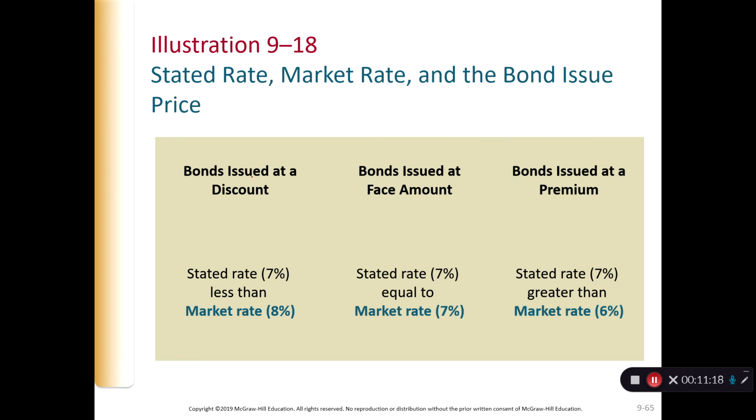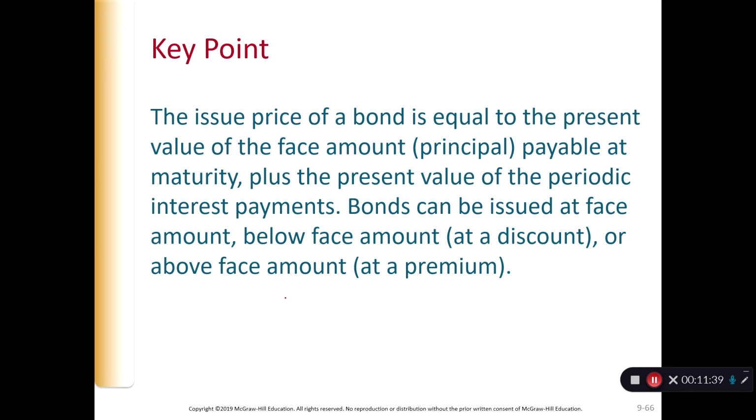In other words, if a bond is issued at a discount, that means the stated rate is less than the market rate. If a bond is issued at face amount, that means the stated rate equals the market rate. If a bond is issued at a premium, that means the stated rate is bigger than the market rate. The issue price of a bond equals the present value of the face value at maturity plus the present value of the periodic interest payments. The bond can be issued at the face amount, below face amount, and above face amount.